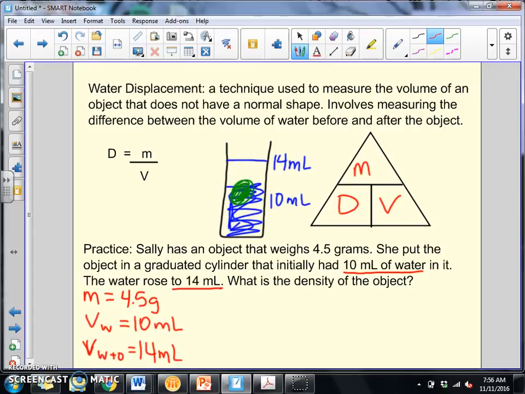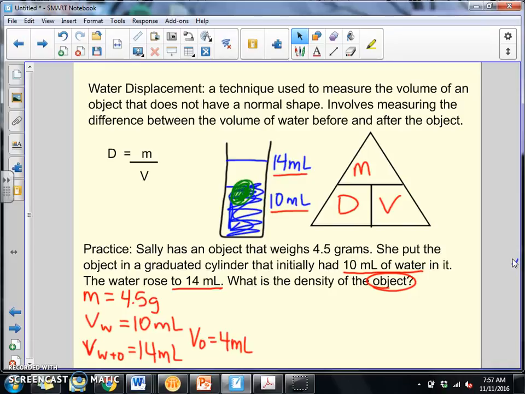But I'm not trying to solve the density of the water. I'm looking for the density of the object, which means I need the volume of just the object. So I can take the difference between our 14 milliliters and our 10 milliliters to determine the volume. So that means that the volume of just my object would be 4 milliliters, because I subtract 14 minus 10 to get 4 milliliters. So that was the tricky part. If you pick the volume incorrectly, if you choose 10 or 14, you're going to have an incorrect density.